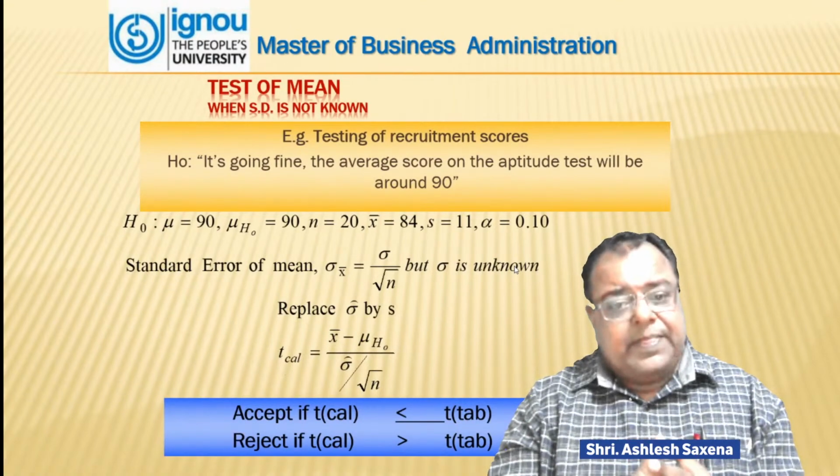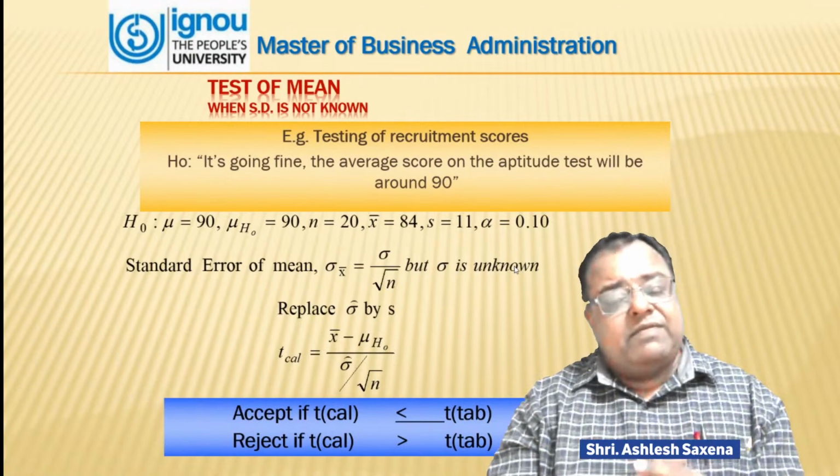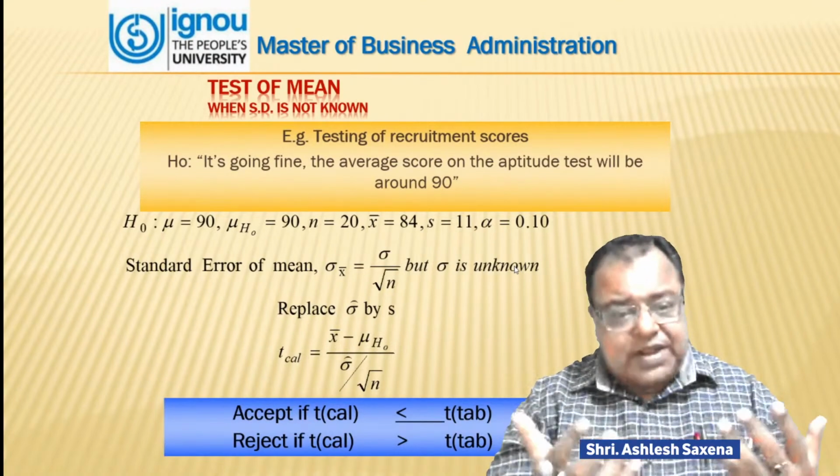N is 20, X bar is 84, S is 11, and alpha is 0.10. All these values are given in the problem.